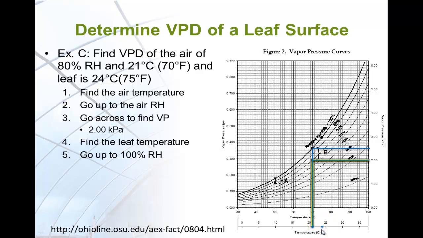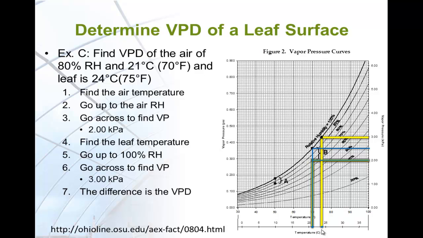Then we go up to 100% relative humidity. This is because we can assume leaf surface moisture level is 100%. Then the next step is we go across horizontally to the right. Then we find the vapor pressure, which is 3.00 kilopascal. Now the difference between the two vapor pressures is 1.00 kilopascal.